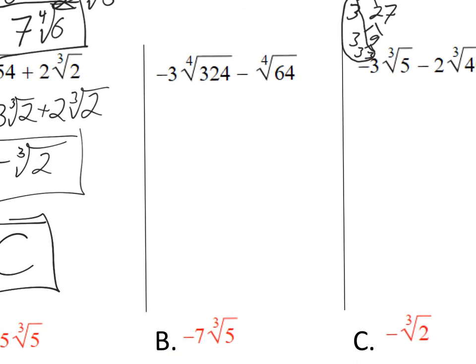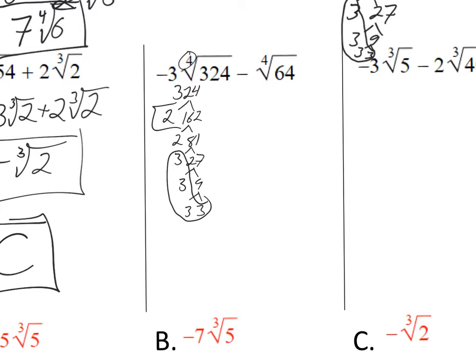Okay, so looking at this, 324. Let's split that up. So we have 2 and 162. We have 2 and 81. We just keep doing the same thing here. So 3 and 27, 3 and 9, 3 and 3. I want a fourth root, so that means I have 4 3s. So 1, 2, 3, 4. And then I have a 2 and a 2 left over.